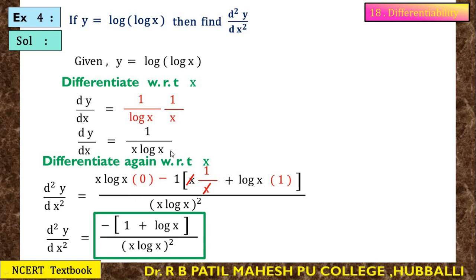You treat this as f of x. Already you learnt that in the composite form. So we have this function dy by dx. Directly I am taking this dy by dx. Here I am discussing how to differentiate this 1 upon x log x using another method.